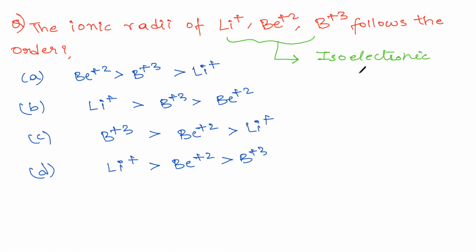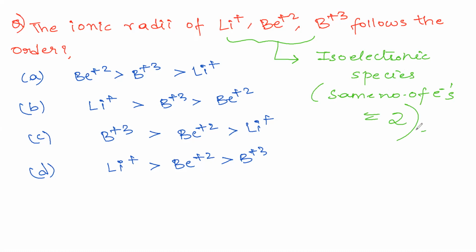These are called isoelectronic species because they all have only 2 electrons, the same number of electrons. And if you see the ionic radius, what happens to it? For lithium, the configuration is 1s2, 2s1, and for beryllium, it is 1s2, 2s2. For boron, it is 1s2, 2s2, 2p1.